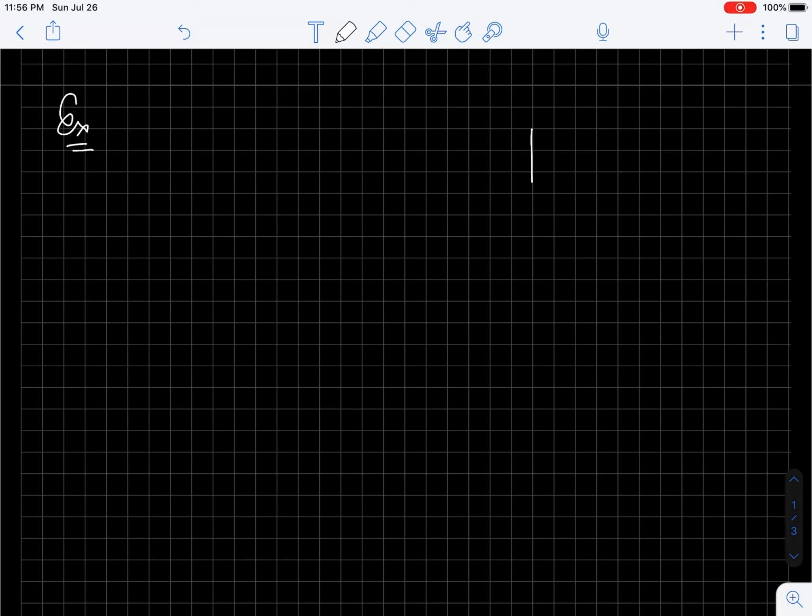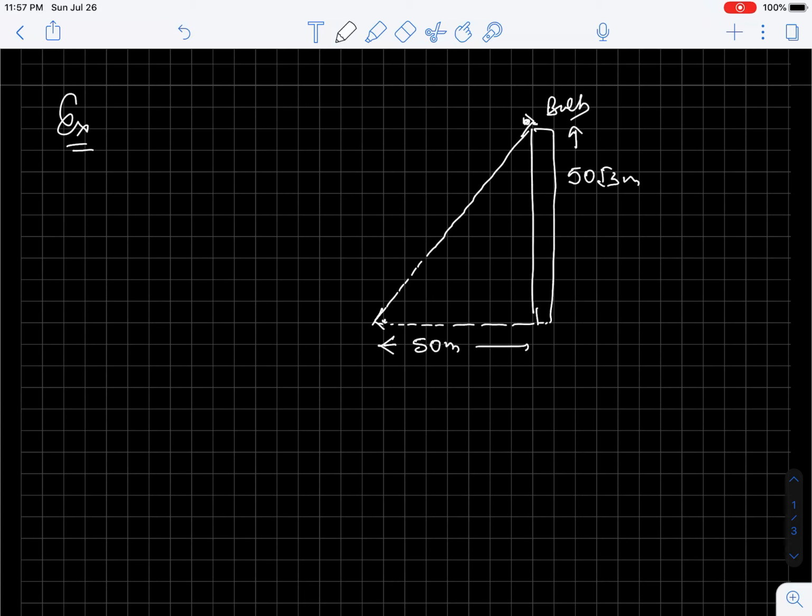Now we will take a very basic example. Suppose there is an apartment, and the height of this apartment is, let's say, 50 root 3 meters. One boy is standing here, and there is a bulb. Some person is watching this bulb from a distance of 50 meters. Can you tell me what should be the angle of elevation? They want to know the value of theta.